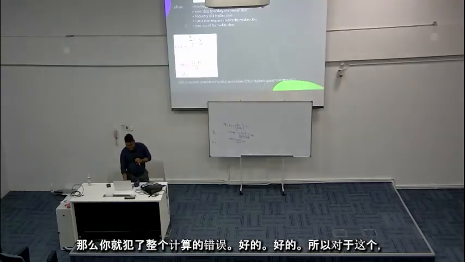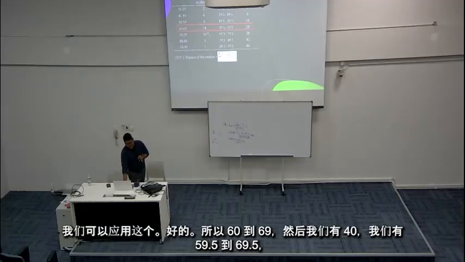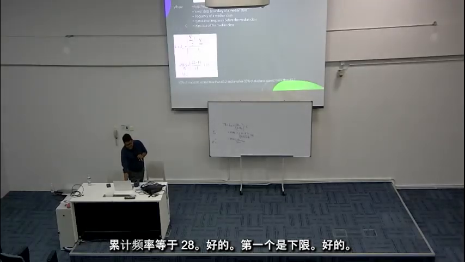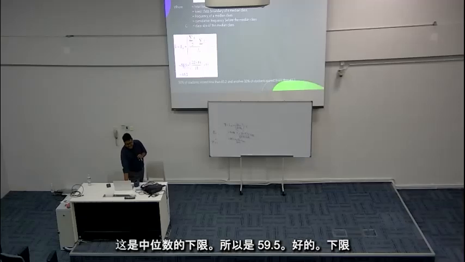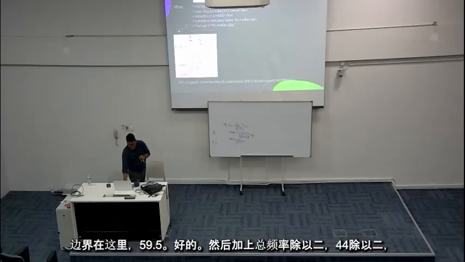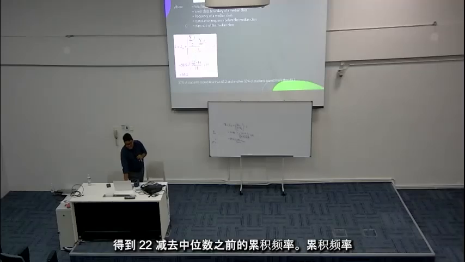So for this one, we can apply the formula. 60 until 69, and then we have 59.5 until 69.5, and the cumulative frequency is equal to 28. The first one is the lower class boundary of the median class, so it will be 59.5. Plus the total frequency divided by 2: 44 divided by 2, you get 22.